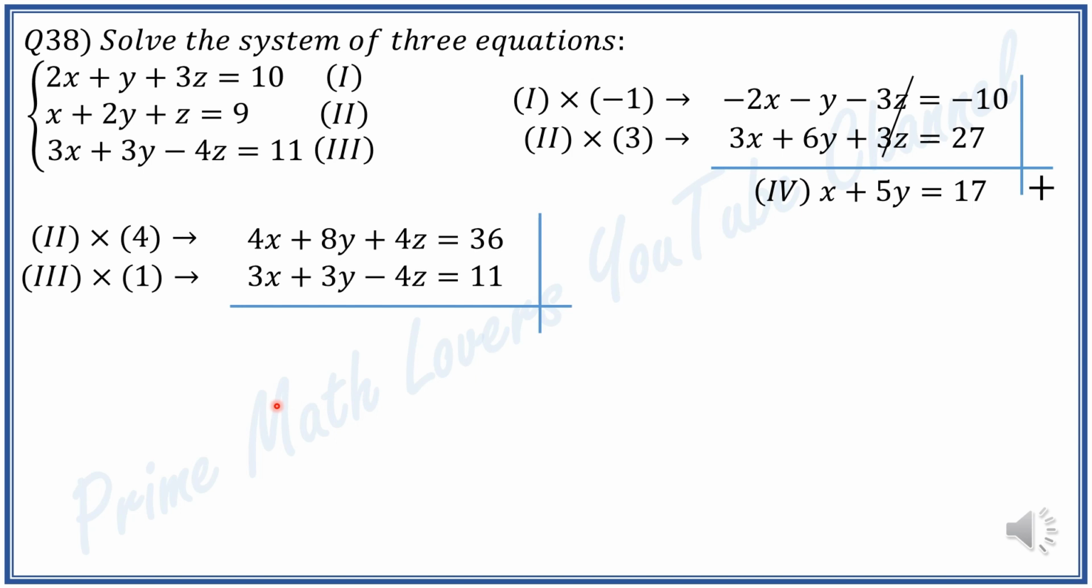Again, we add these two new equations together, and plus 4z and minus 4z cancel, and we get 4x plus 3x, 7x plus 11y is equal to 36 plus 11, which is 47. Now we have two new equations which have only two variables. So again, our aim is to eliminate one of these variables.